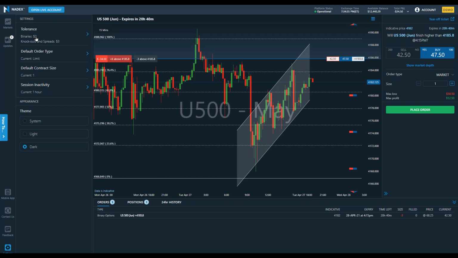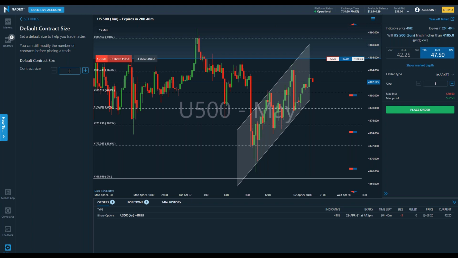Now, you also can set other settings. I am currently on the dark theme. I think it's the easiest on the eyes. You can choose one of the other themes. You can change your default contract size. I currently have it set to 1 because I'm always demonstrating the platform, and it's easier for me to demonstrate with a simple 1 lot. But somebody might always trade 2 or 3, and they could change their default order size.